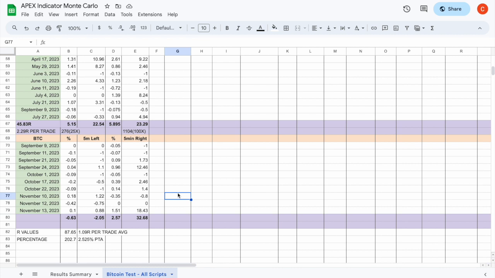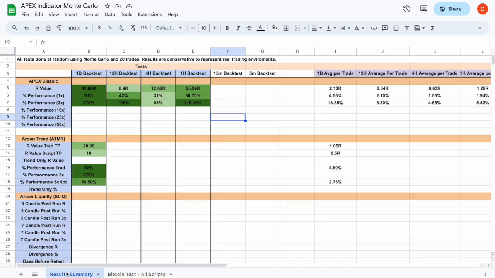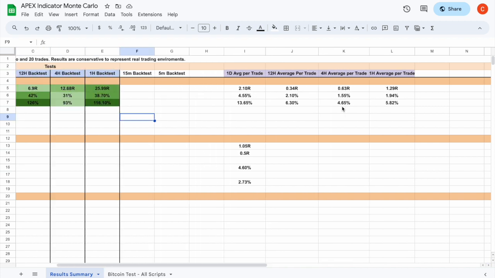And so let me go ahead and add all these together because this will actually show you some interesting data points. So what we're going to do is we're going to do the average trade, which is 1.53 on the 5 minute, and then we're going to add the 2.29 on the 15 minute. So we're going to combine that with the results summary for the rest of these back tests. And so this is, it's right here, I'm sorry. So the 1 day per trade average, so for the 1 day, it's going to be 2.1. And then for the average 12-hour trade, it's going to be plus 0.34.